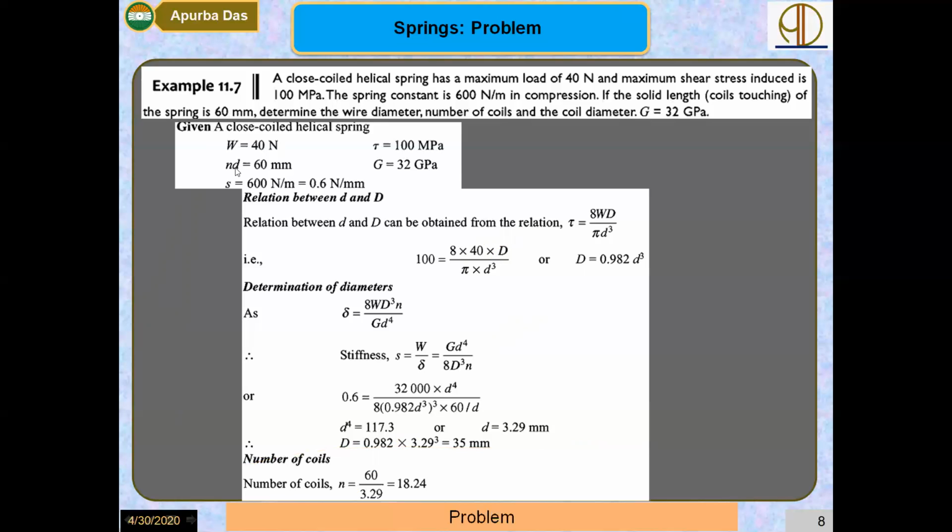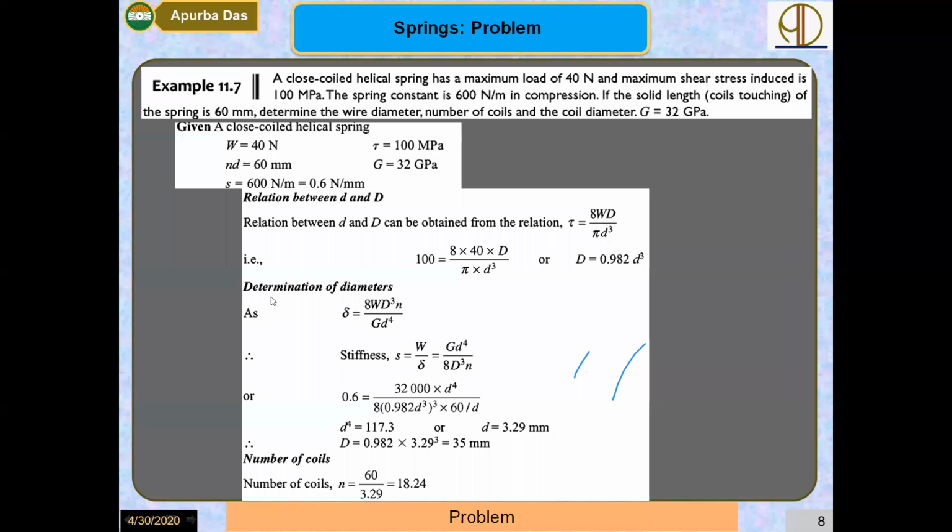Solid length, that means N into D. We already know that solid length is N into D, so it's 60 millimeter. S, that is stiffness, is given 600 Newton meter. You can convert 600 Newton meter to 0.6 Newton per millimeter. So the relation between D and d we can get from this formula. Tau is equal to 8WD by pi d cube. So tau is given 100, 8W is 40 given, D unknown, pi d to the power 4. So D, capital D, is equal to 0.982 into d cube.